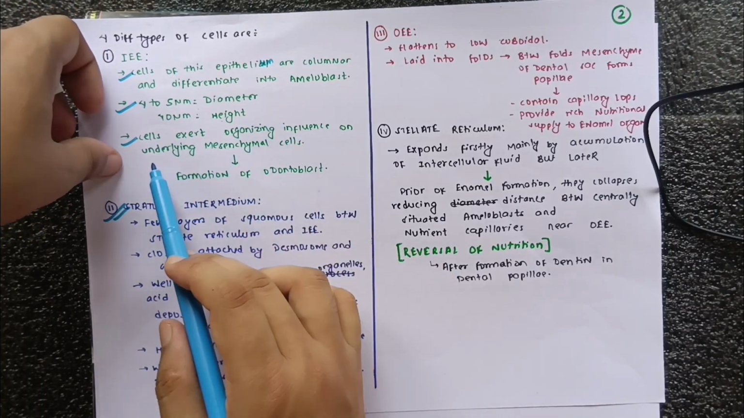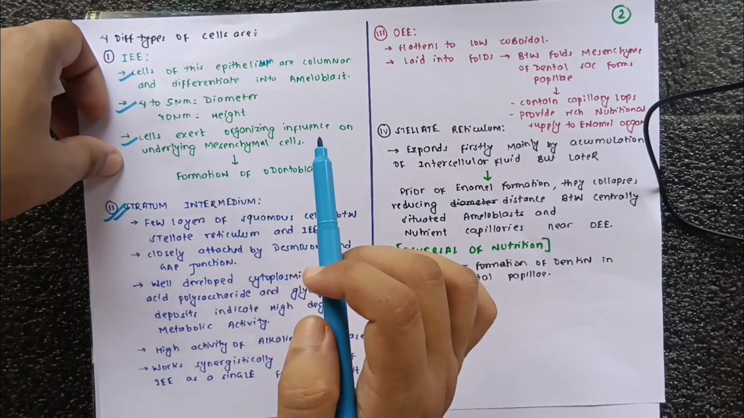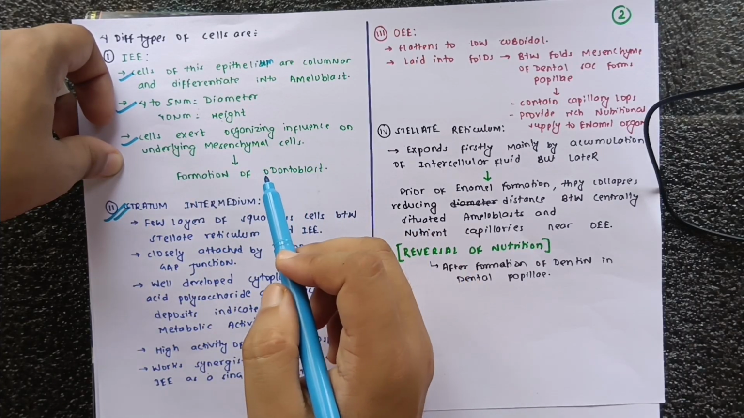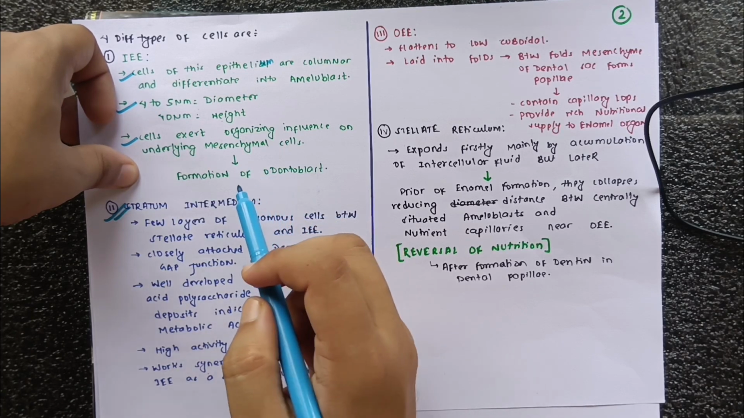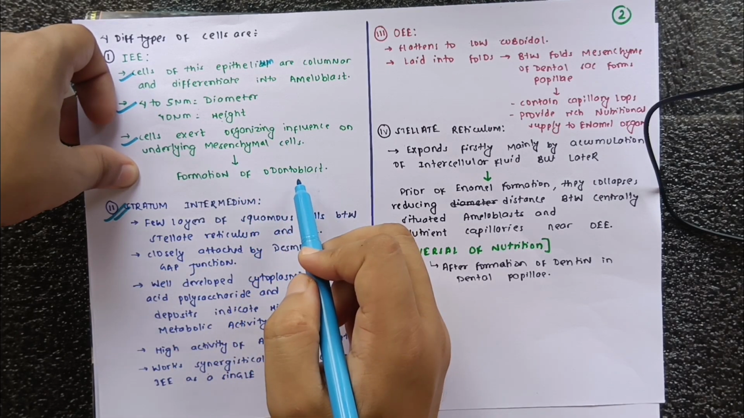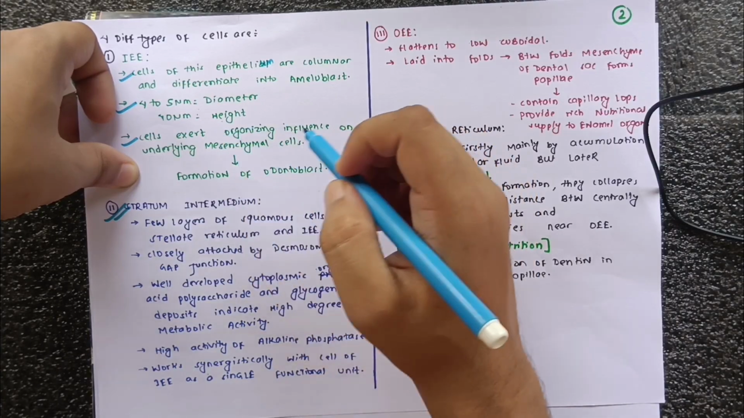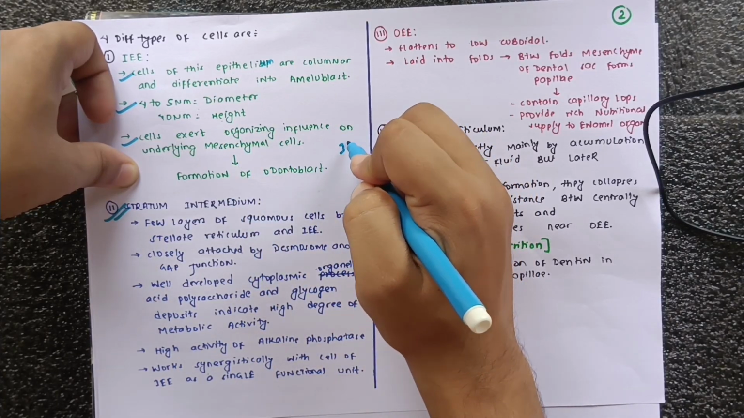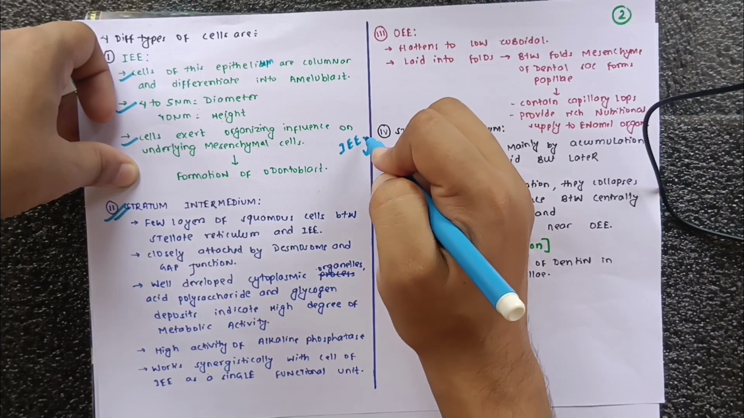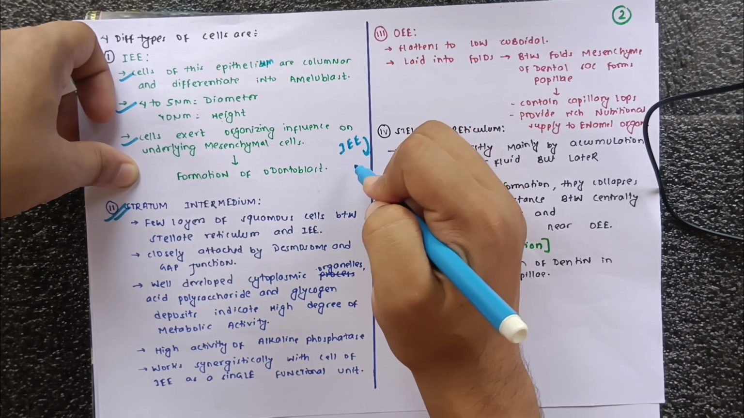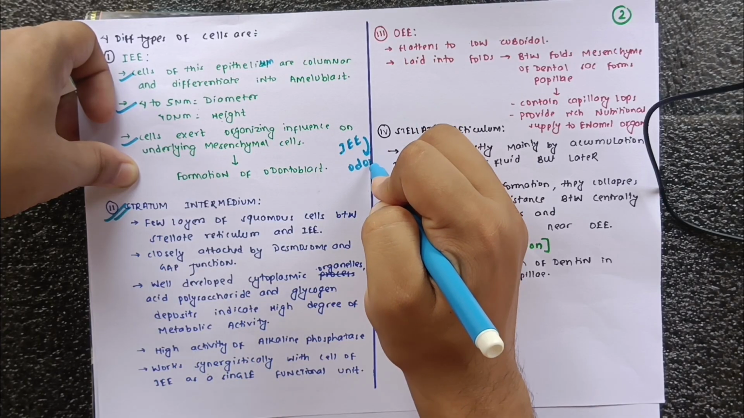The inner enamel epithelium cells exert an organizing influence on the underlying mesenchymal cells, and there is a formation of the odontoblast. In an upcoming video I will explain this. First of all, there is a formation of the odontoblast. The enamel proteins are released from the inner enamel epithelium, the IEE, to differentiate the mesenchymal cells into the odontoblast.